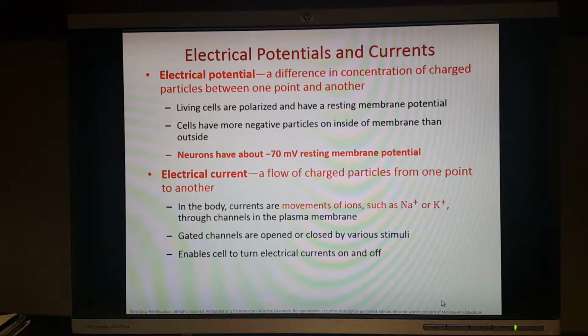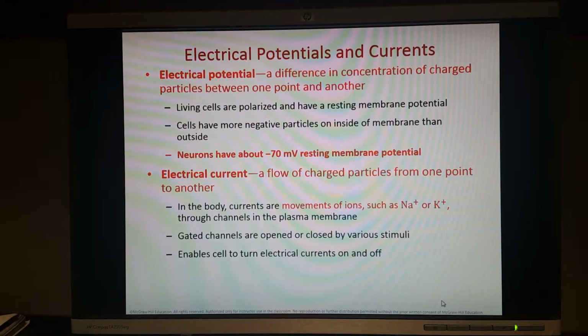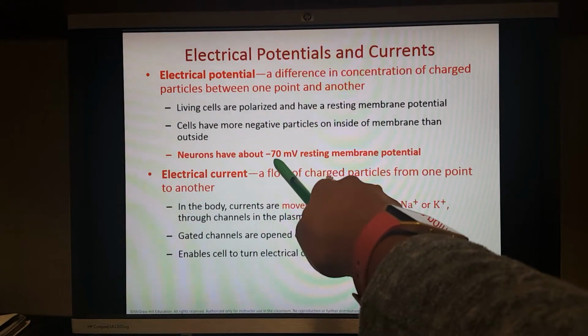So it's a difference in the concentration of charged particles between one point and another. Living cells have an electrical potential, a difference in charge between the inside and outside of the cell, and that's called the resting membrane potential. The cells tend to have more negative particles on the inside, because of some of your proteins, as well as your sodium-potassium pump, adjusting the levels of your ions inside and outside your cell. For neurons, the resting membrane potential is about negative 70 millivolts.